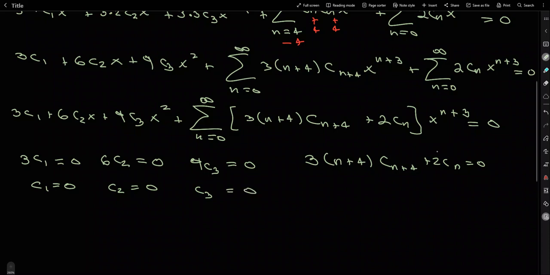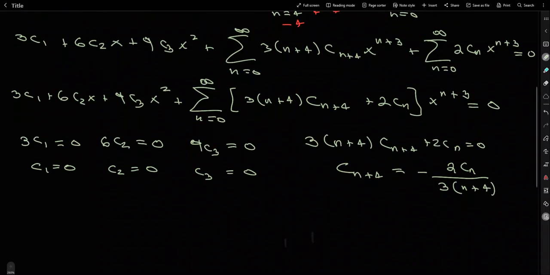And we're going to solve the recurrence relation over here, this equation, to obtain the recurrence relation by solving for the c that has the largest subscript. In this case, that is c sub n plus 4. So I'm going to subtract 2 c sub n on both sides of the equation and divide both sides by 3 times n plus 4. All right, so c sub n plus 4 equals negative 2 c sub n over 3 times n plus 4.